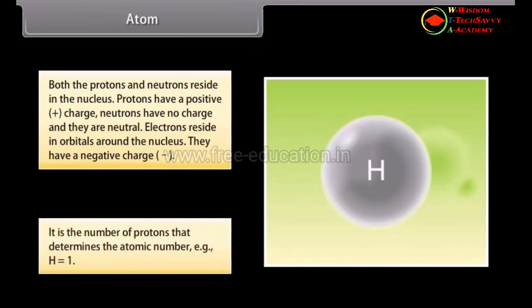It is the number of protons that determines the atomic number. That is, H is equal to 1.